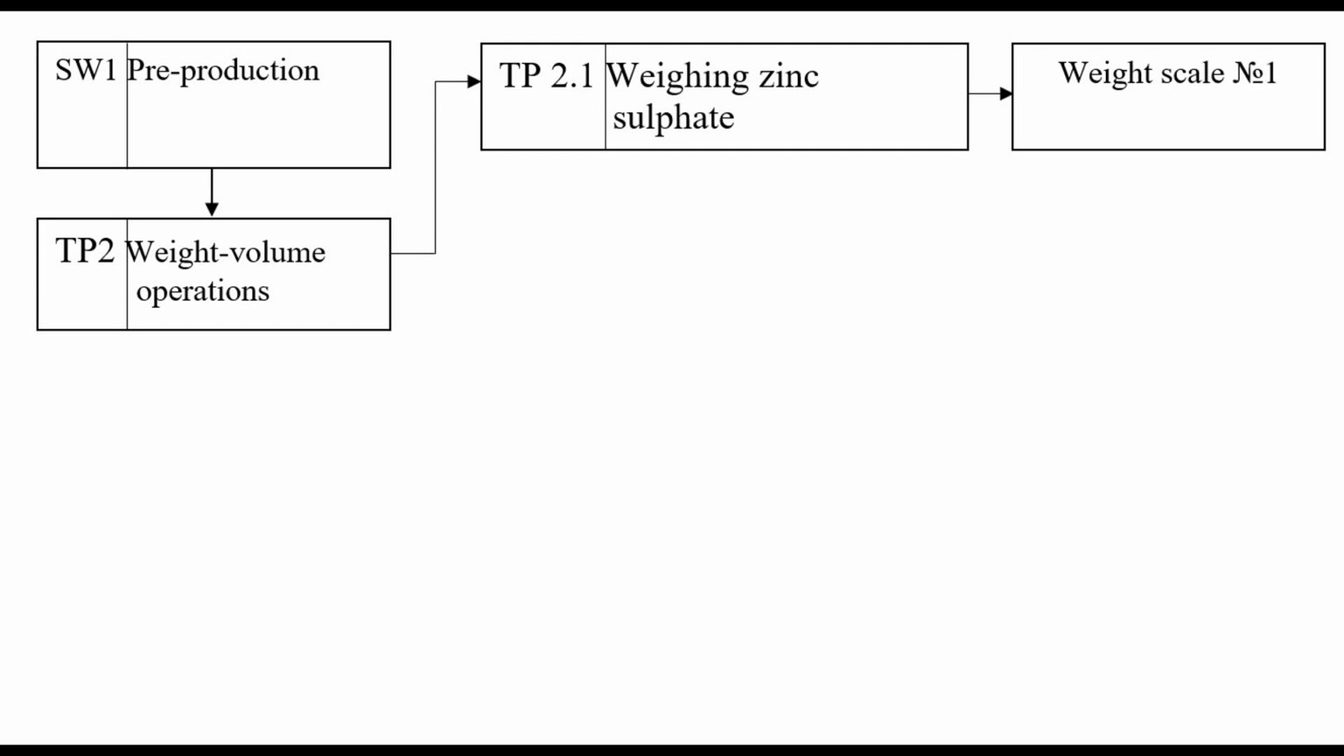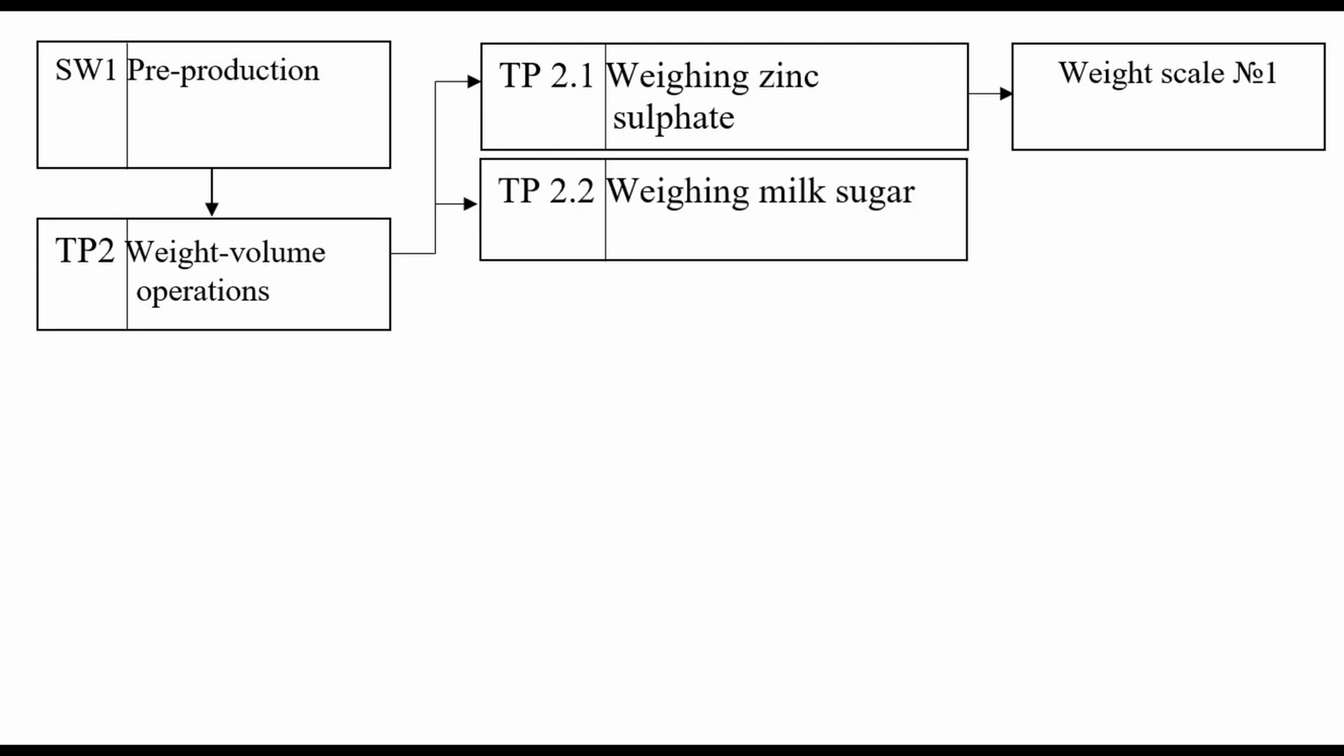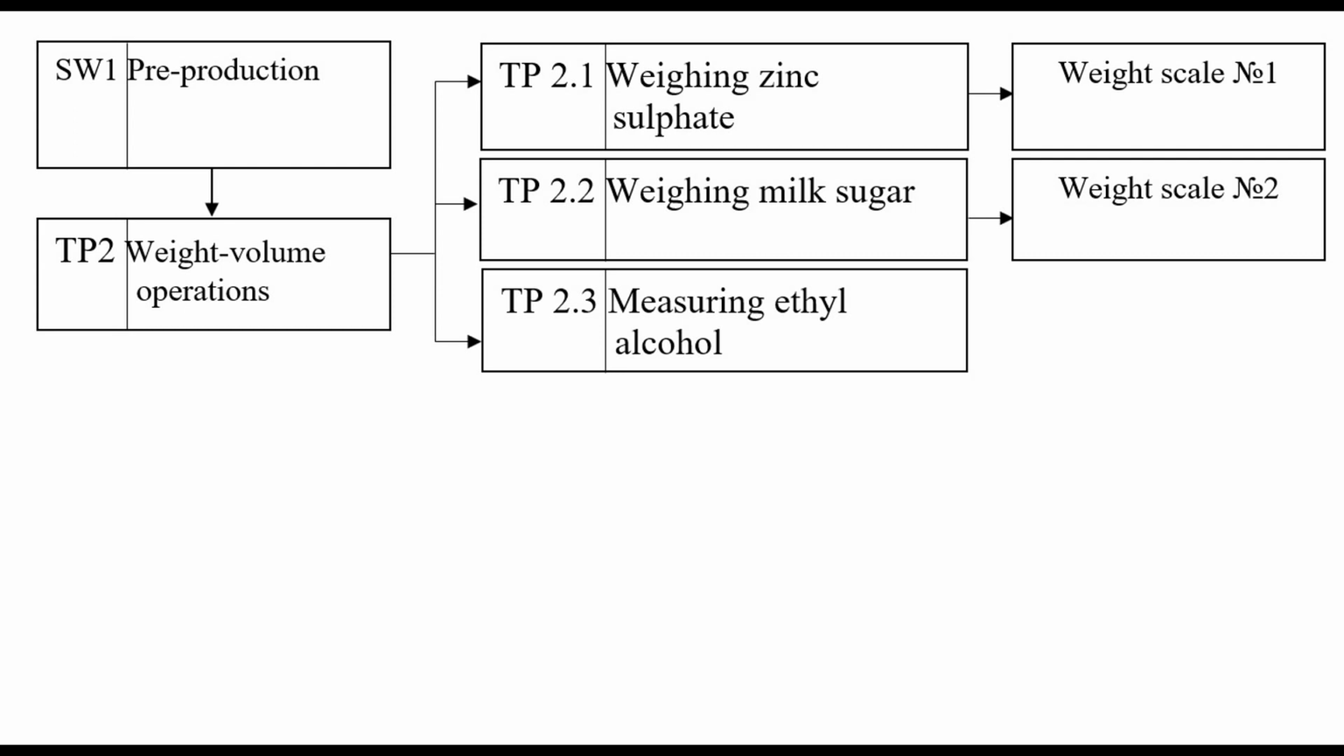All devices are numbered. The numbering is applied in the order of use. If the device is used in the scheme many times, the numbering for it does not change. The first will always remain the first. The first substance is zinc sulfate. The second in our composition is milk sugar. Similarly, we draw up the process of weighing milk sugar. All liquids and fluids are measured by volume. Ethanol is no exception. To do this, we use the measuring device, a volumetric measure. Volumetric measures are also numbered.